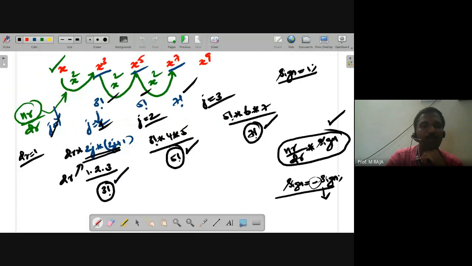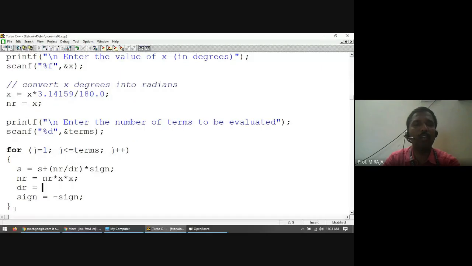When j is equal to 1, we are bringing the value of 3 factorial as the current denominator into 2j into 2j plus 1, because when j is 1, 2j is 2, 2j plus 1 is 3. So it seems 1 into 2 into 3, 3 factorial. This is stored in the current value dr, so that this 3 factorial is processed in the next stage calculation.